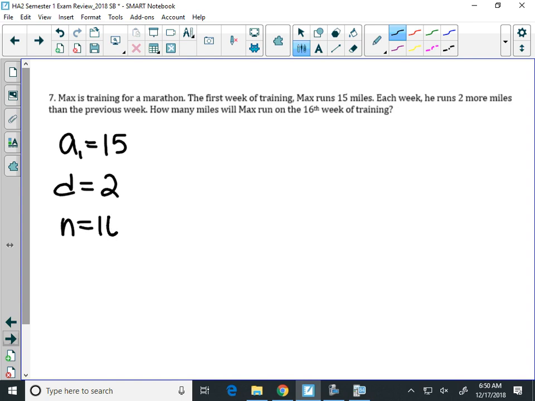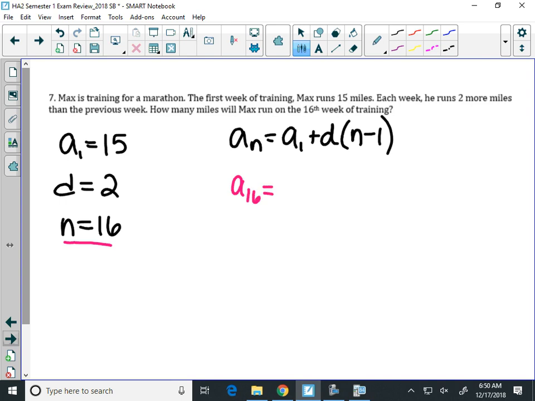So that means we're trying to find what it is when n equals 16. Well, if I'm just finding the 16th term in the pattern here, we're going to use our sequence formula for arithmetic sequences. You don't have to simplify anything here. You just need to put the values into the equation. I know n is 16, so I'm going to find a sub 16. The first term is 15, plus our common difference of 2, times 16 minus 1.